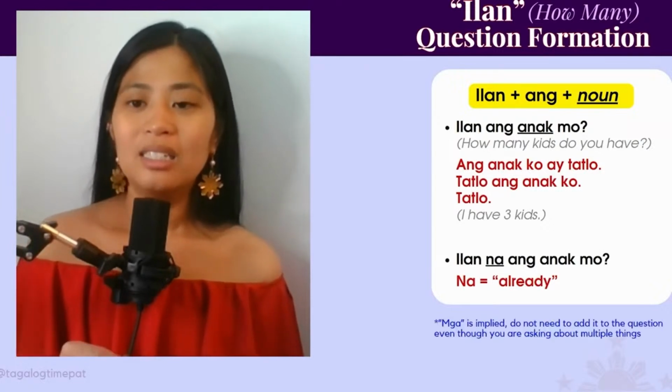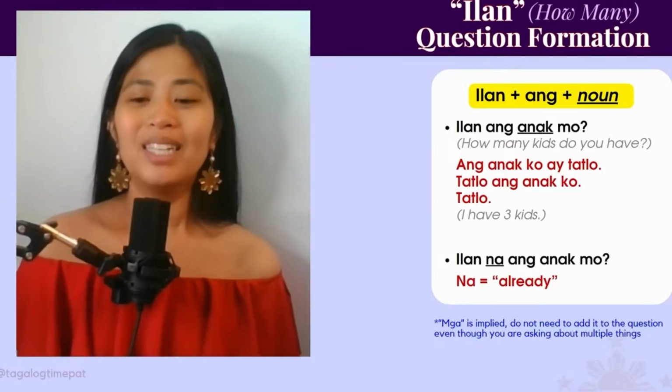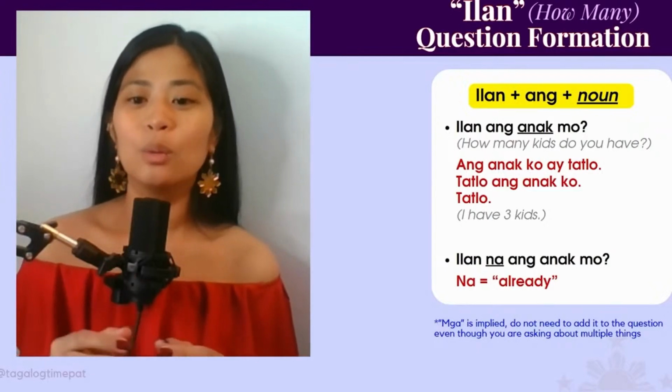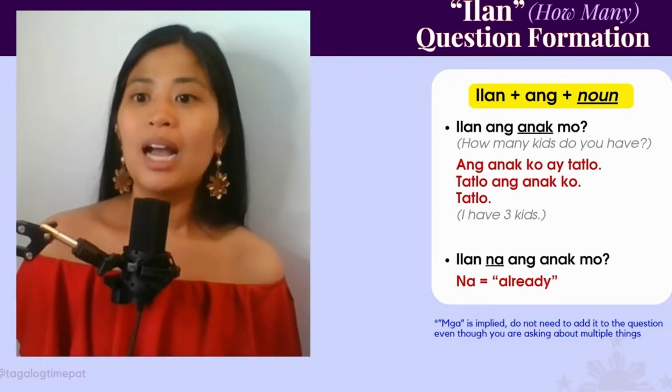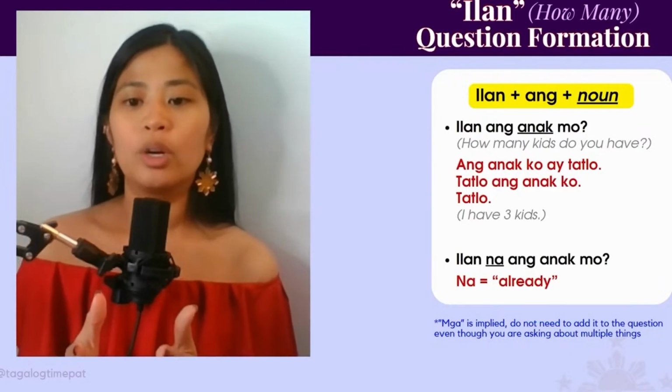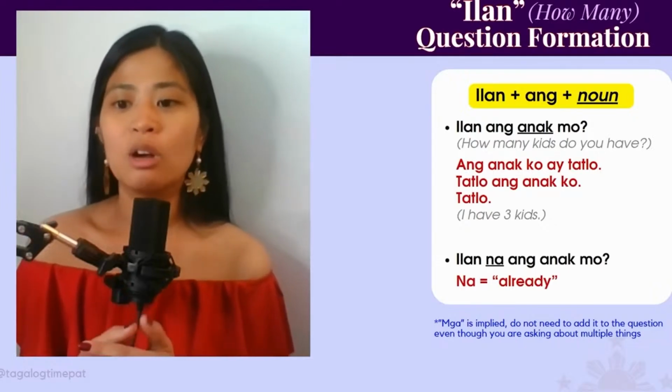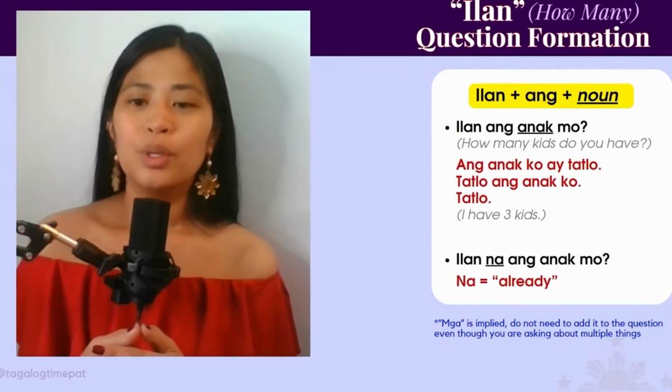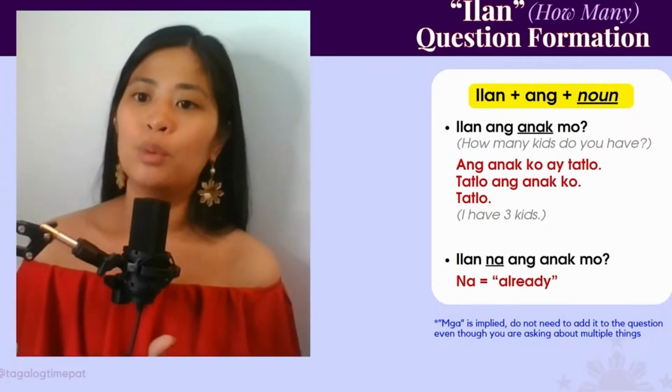And then technically, when you want to make something plural, you have to add the word mga. So mga anak, kids. But in the question form, you don't have to add mga because it's already implied. So you don't say, ilan ang mga anak mo?